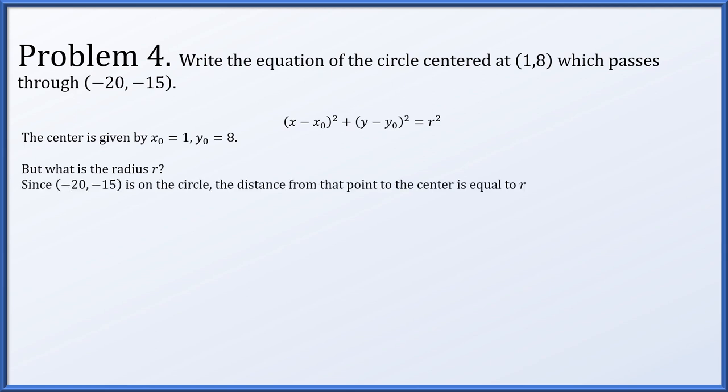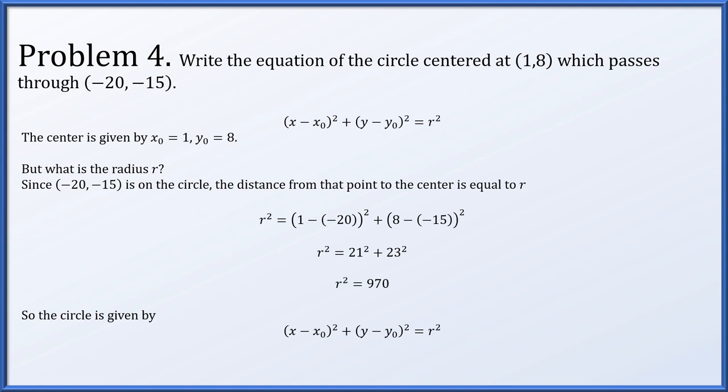But what's the radius? Now we do know one point on the circle, so the distance from that point to the center must be equal to r. So r squared must be the distance squared from (1, 8) to (-20, -15). Working this out, we get r squared is 21 squared plus 23 squared, which is 970. Since we know that x naught equals 1 and y naught equals 8, we have (x - 1) squared plus (y - 8) squared is equal to 970.